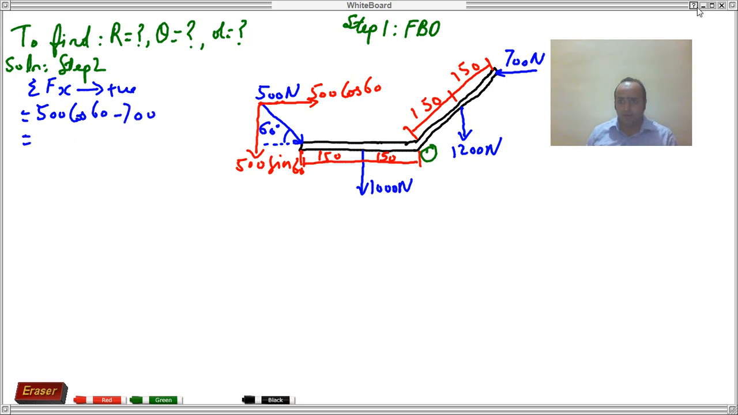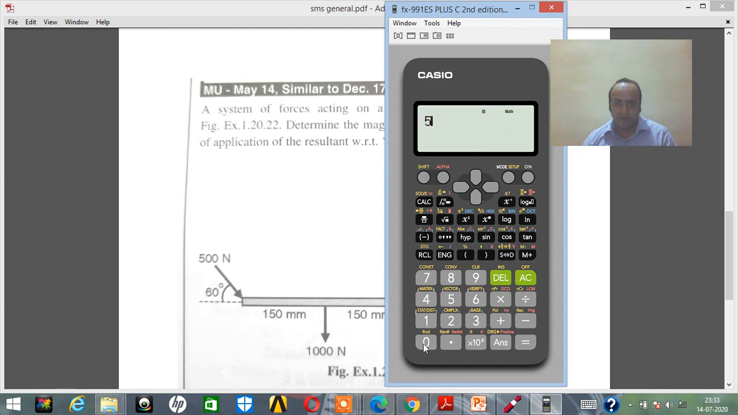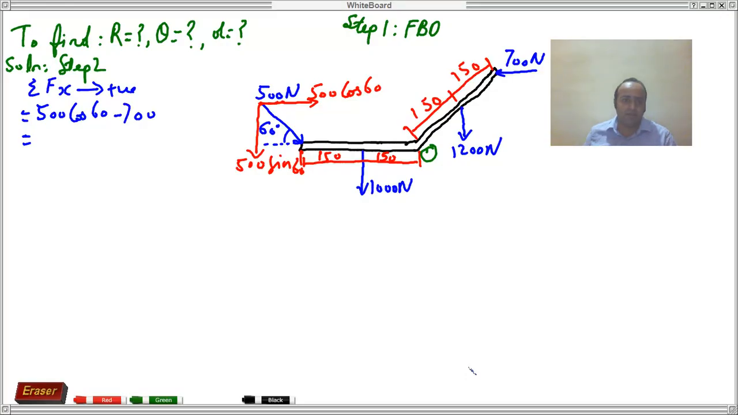Let's go for the calculation of it, my dear friends. So it's over here, 500 cos of 60 bracket close minus 700. So the value comes out to minus 450. That means it will be minus 450. So how can I write this? Summation Fx is equal to 450 Newton towards left hand side.